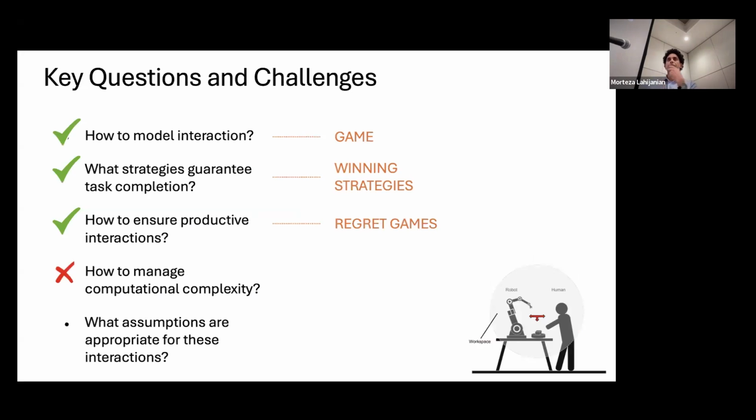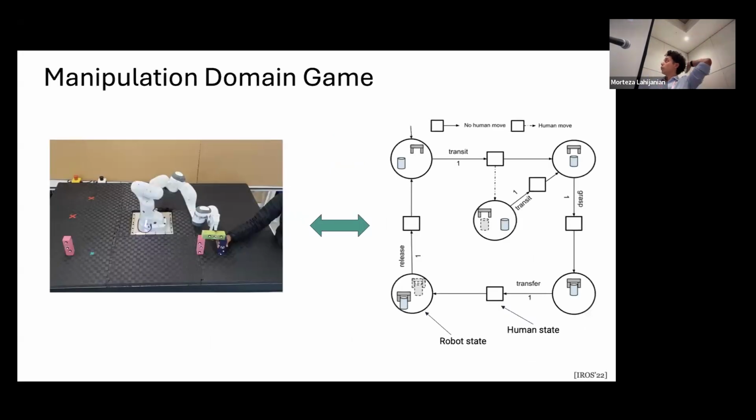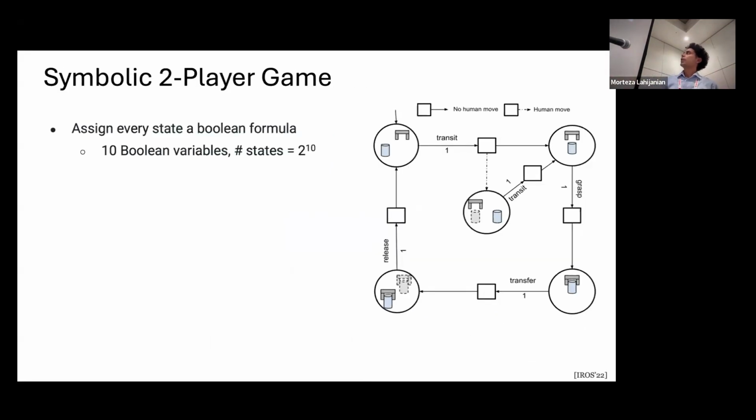So the question becomes, is it computationally tractable? Well, it turns out we can use techniques that are already very well established in formal methods, and that is symbolic representation of our games. So we can represent these games using Boolean variables for each state. That means, for instance, if I choose 10 Boolean variables, I can represent 2 to the power of 10 states. And I get to use Boolean operators such as conjunction, disjunction and negation to perform algorithmic operations. So that will really reduce my computational complexity.